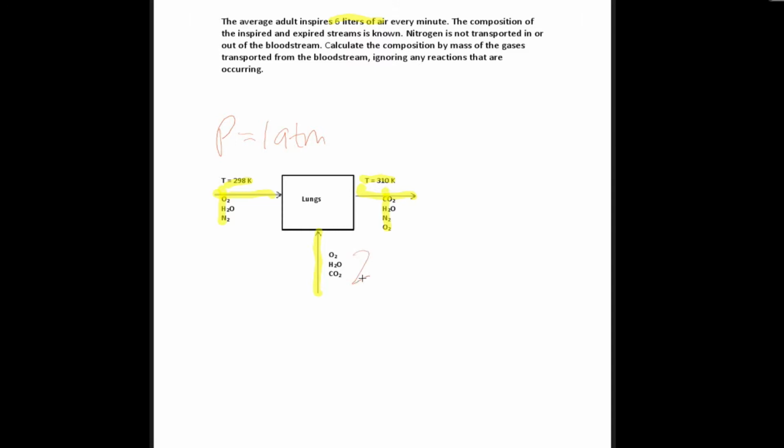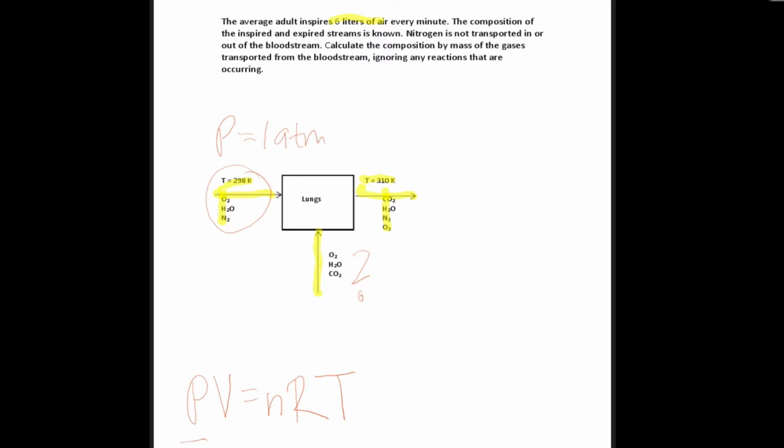What we're looking for is the mass composition of the stream of air being transported from the bloodstream to the lungs. And we're trying to find this by ignoring any reactions that might be occurring. The first thing that we want to do is find the number of moles in the inspired stream. We would be able to do this by using the ideal gas law, which is PV equals nRT. The reason that we would be able to assume that the ideal gas law is reasonable is because the pressure is at STP and the temperature is so near the temperature of STP that the ideal gas law is still a reasonable assumption.